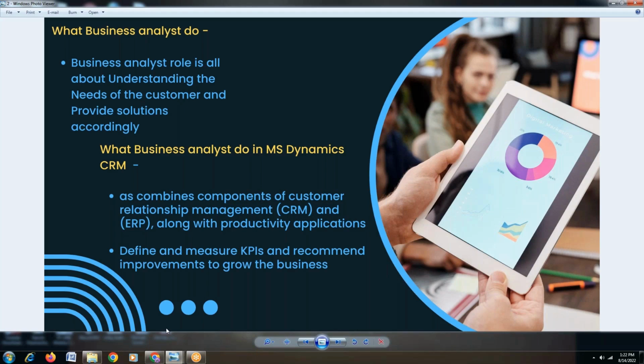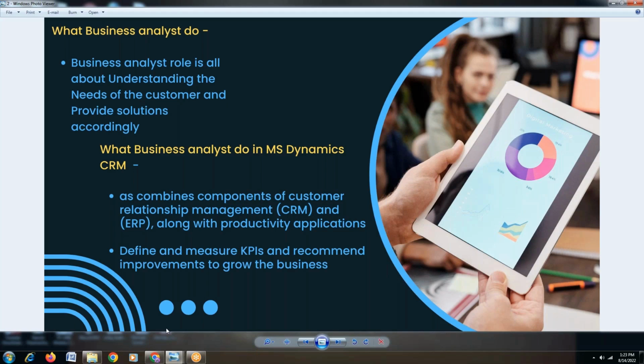Sometimes we need to prepare some kind of reports using different tools like Excel. In the same way, as a part of providing solutions for the customer needs by understanding their business needs, a business analyst will also work for the Microsoft Dynamics CRM application, because the fundamental responsibility of Dynamics CRM is to combine both CRM and ERP processes, that is, customer relationship management and enterprise resource planning, by integrating all the departments within the organization, so that whatever productive information we require can be obtained here. That's what Microsoft Dynamics CRM is generally used for.